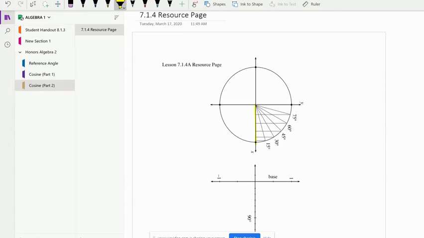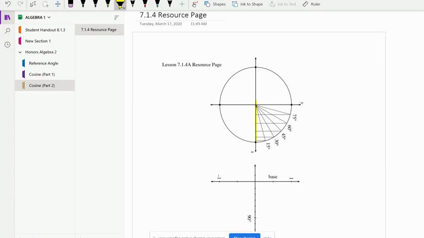All right, you guys, so I am going to go ahead and break problems 50 to 52 down. So you do have to print the 7.1.4 resource page, which is linked in the calendar. And the first part is problem 50, and they want you to actually find the length of all of these triangles. So for example, that length, and then this one, this one, this one.